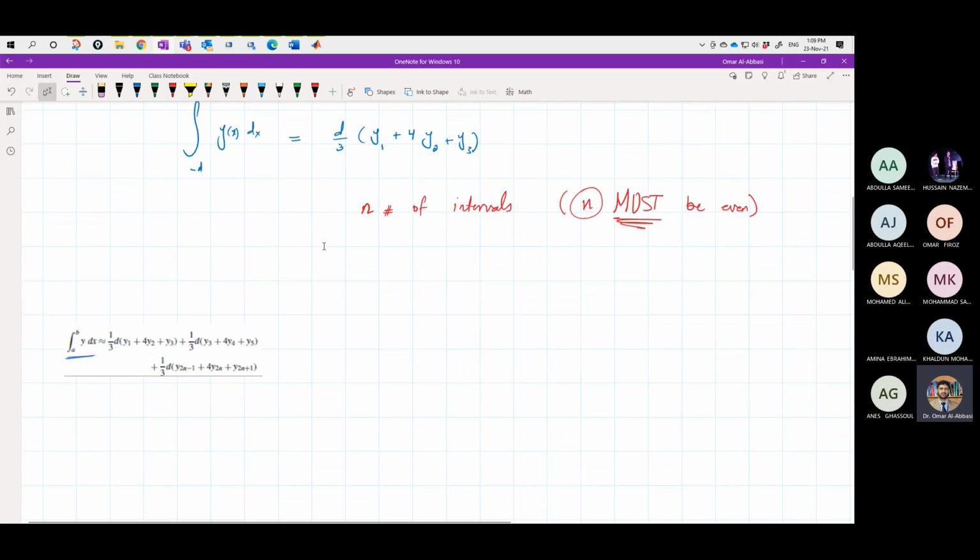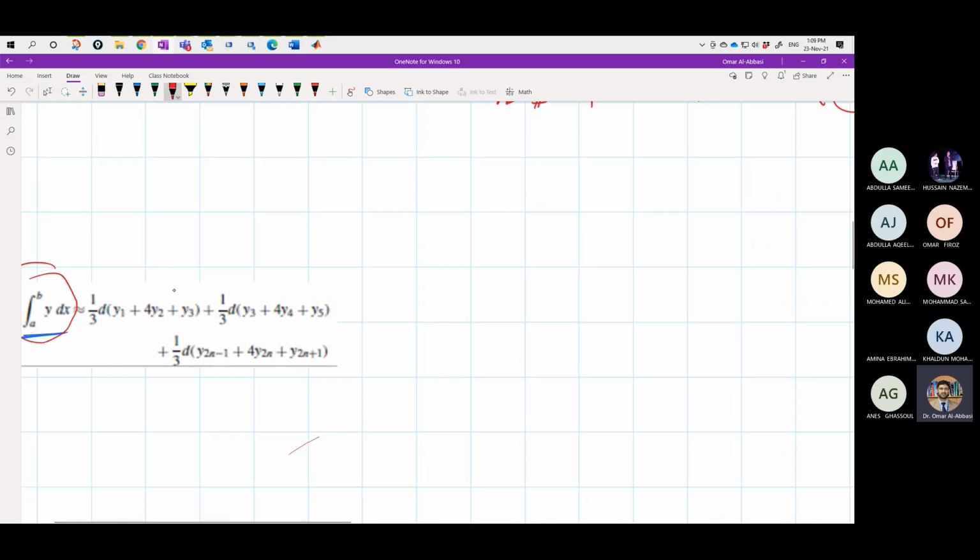Okay, so approximating a function from A to B equals, let me just write, it's not very clear, but at least 1/3 times D. Evaluate the function at y1, y2, y3. This is the first interval. Then 1/3D. Evaluate the function at the second part of the intervals and add them all up.